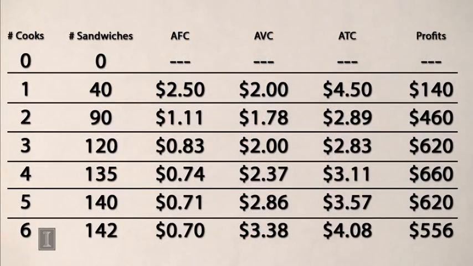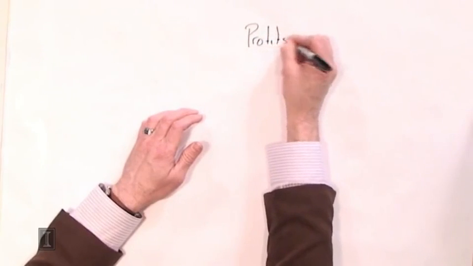Let me explain that by bringing back the table that we were using last week. So this is the same table we have been using last week. And the only thing I'm adding here is the profits, which we already know how to calculate, right? The profits are going to be equal to the revenue minus the cost.